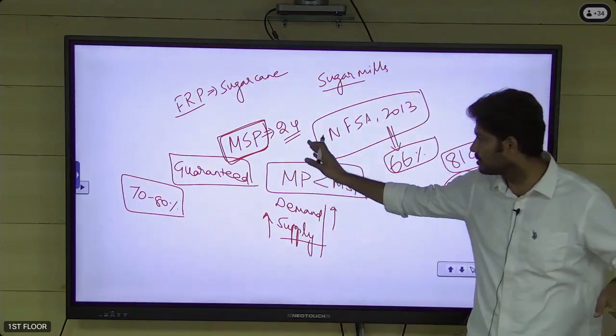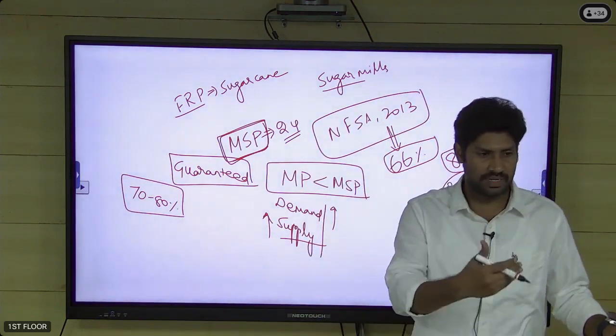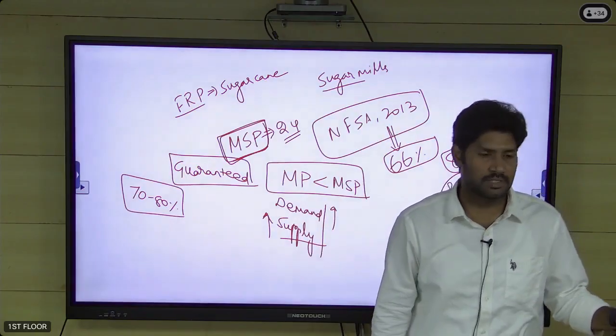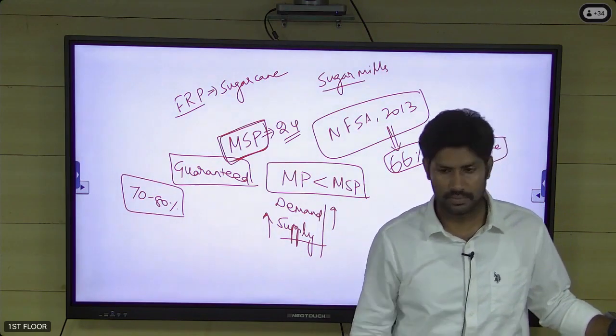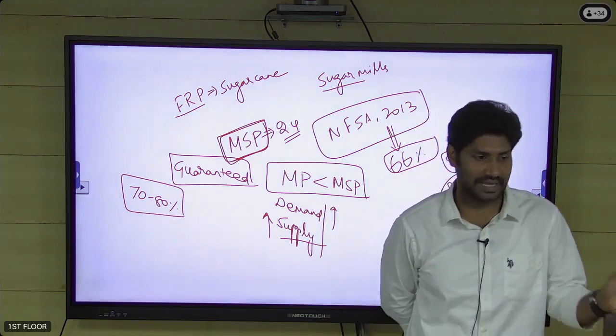And here, almost all the important 24 crops are covered under the MSP: the major pulses, oilseeds and cereals. Hardy crops are not covered under the MSP. The high value crops are not part of the MSP. Only agricultural crops.